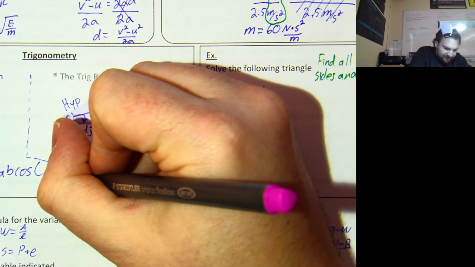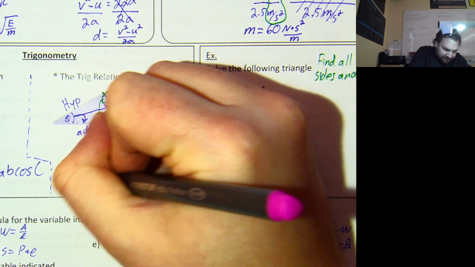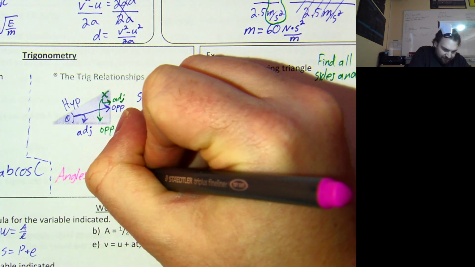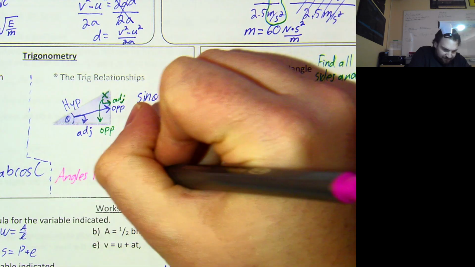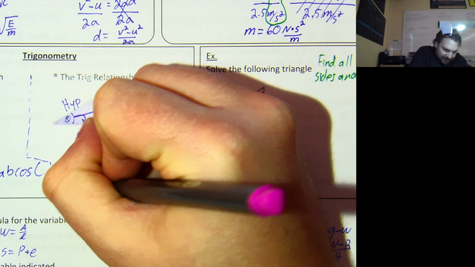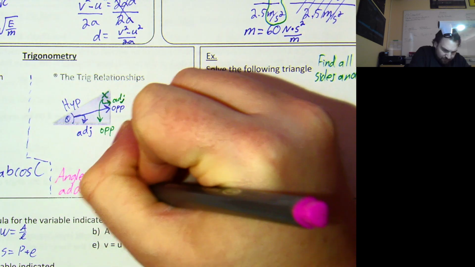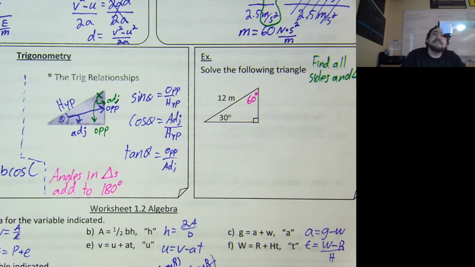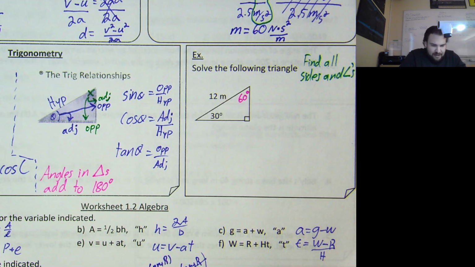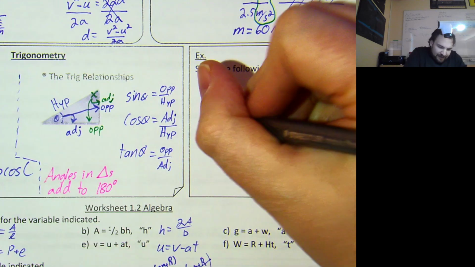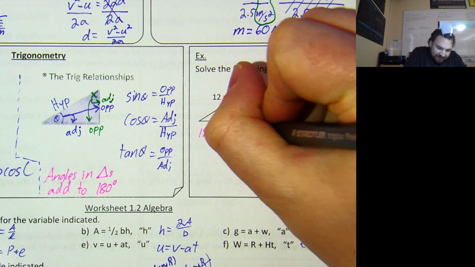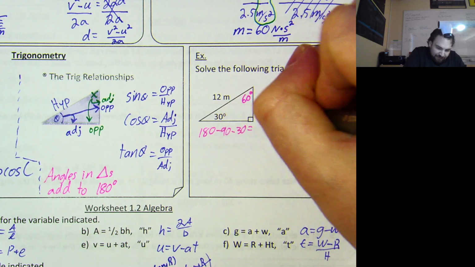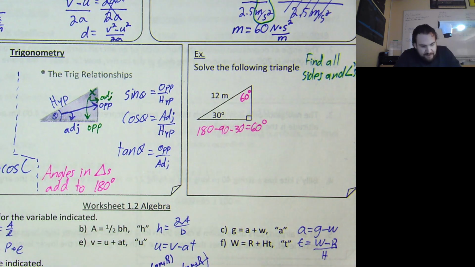Also, as a fun fact, angles in triangles add to 180 degrees. That's cool. We like that. So we start with the 180, we subtract the 90 that we're given, we subtract the 30 that we're given, so the last angle there is 60 degrees. Thanks, Manuel. Cool. Now what? We have two missing sides.